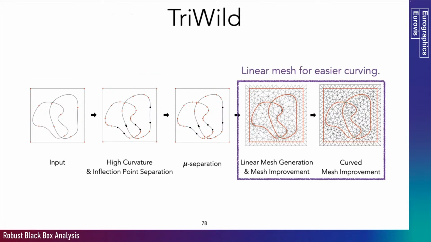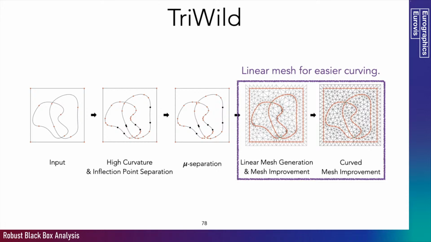And then we can use a pipeline similar to the one that I presented for tetrahedral meshes to create a background mesh made of triangles. In this case, similar to before, we are meshing an entire box around our object. Then after this is done, we can improve the quality, and after the quality is improved, we can curve the elements to match the input curves. And here, the important part of this algorithm is that we need to create the linear mesh already thinking about the curving that is going to happen later. Otherwise, the curving might not be possible.